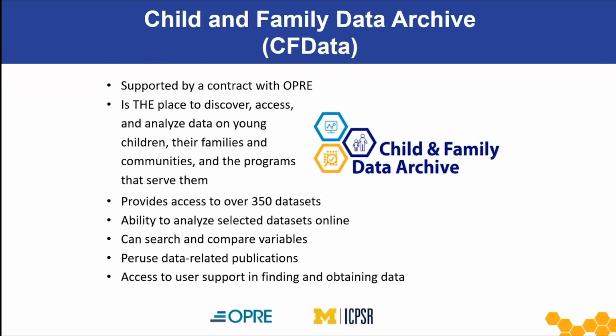This webinar is hosted by the Child and Family Data Archive, also known as CF Data, which is where you go to access Career Pathways Programs data, including the HPOG and PACE datasets. CF Data is supported by a contract from OPRE and housed at ICPSR within the University of Michigan. It is the place to discover, access, and analyze data on young children, their families and communities, and the programs that serve them. Users are able to access over 350 data sets with the ability to analyze select data sets online. Users can also search and compare variables and peruse data-related publications. And of course, user support is available to assist you in finding and obtaining data. I will go into more detail about the archive later in the webinar.